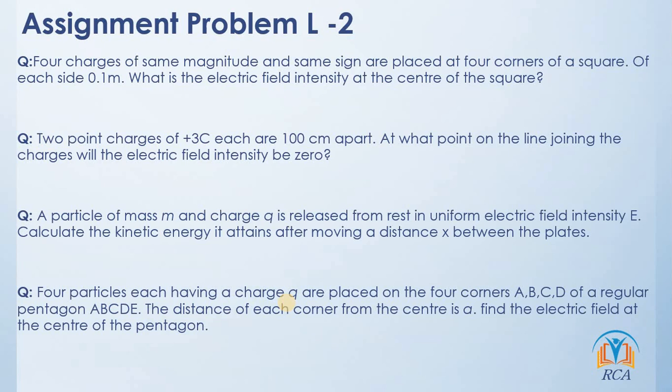Next one: 2 point charges of plus 3 coulomb each are 100 centimeters apart. At what point on the line joining the charges will the electric field intensity be 0? We have done one similar question in electric charges as well, where the force was asked to be 0. Now the intensity is 0. You have to find the equilibrium point, right?